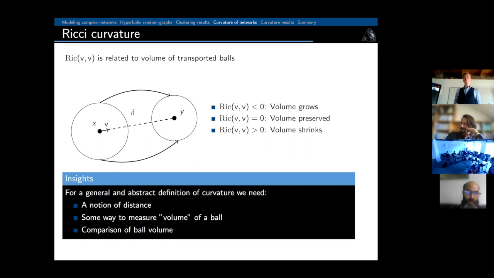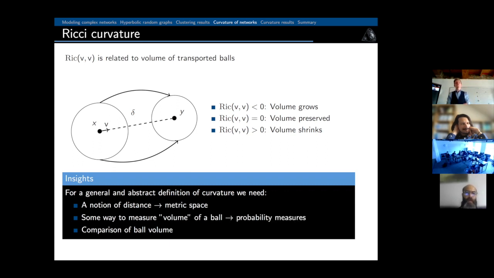Ricci curvature. Namely, you need a notion of distance, right? We have to talk about points being at a certain distance. We need some way to measure the volume of balls, because we want to look at whether or not balls grow or shrink. And for that, we need to be able to compare the volumes of balls. And in general, we want to do this in graphs. We can do it more generally, actually. So what we need is a metric space, of course. Surprise, surprise.